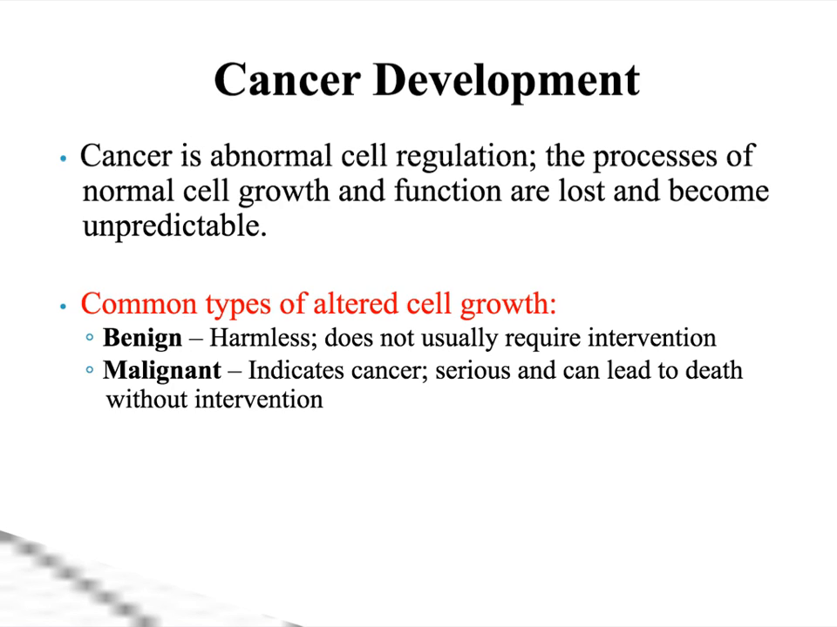Just some more definitions of cancer development. Cancer is abnormal cell regulation. Big word here, it becomes unpredictable. Make yourself familiar with the difference between a benign cell growth and a malignant cell growth. Benign is harmless. It just gets in the way, basically. They get in the way of other things. They don't spread. Malignant ones are definitely indicative of cancer. They are much more serious than the benign.